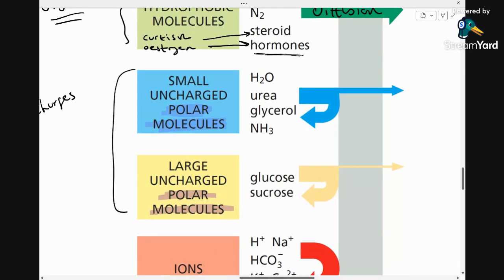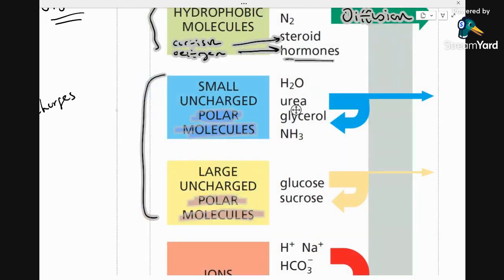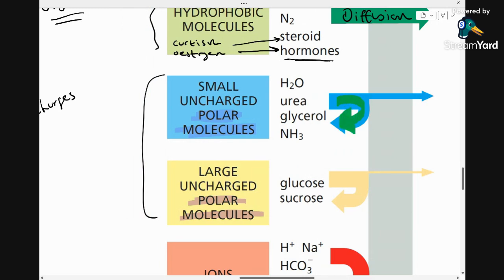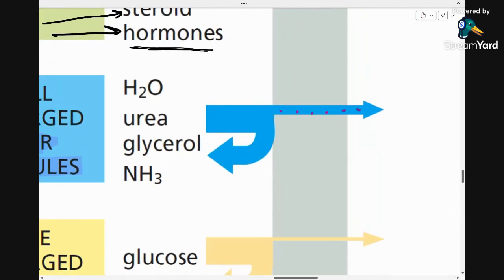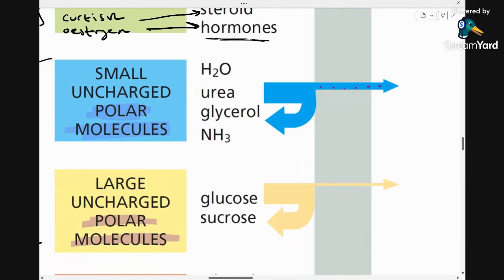And essentially, these are limited. Eventually, you'll get some diffusion happening. It's not that they are completely excluded from the membrane, although we tend to just assume that they are. But actually, water can get through to a limited extent, as can urea, glycerol, and ammonia. But the key thing is the majority cannot. This arrow here is showing that the majority of the time they can't get through. Occasionally you get a little trickle of them moving through. You might get a little bit of water, a little bit of urea, etc.